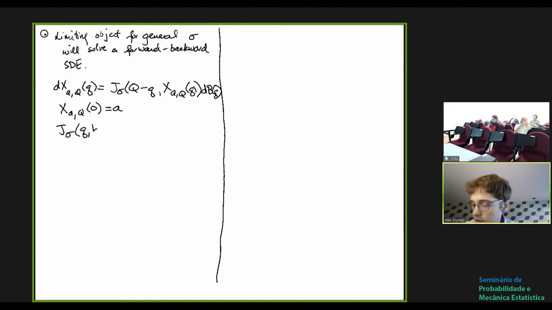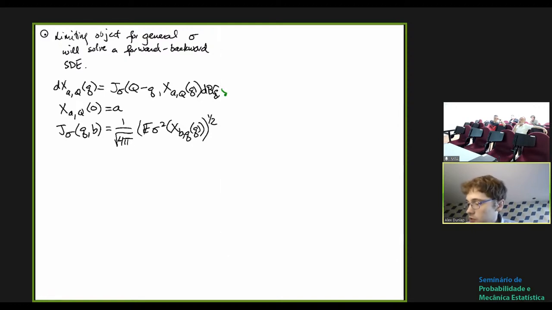j sigma evaluated at little q and b is equal to 1 over the square root of 4 pi times the expectation of sigma squared of X_b at little q, and then we take the square root. This is kind of a funny thing. The solution to this will be a martingale. It has an SDE with no drift term, but the diffusivity is given by this function j sigma of the solution at the current time. And this diffusivity in turn depends on the statistics of the solution to the SDE. So it's a little bit circular, because in order to know the statistics of the solution, you have to know the diffusivity, and in order to know the diffusivity, you have to know the statistics of the solution.